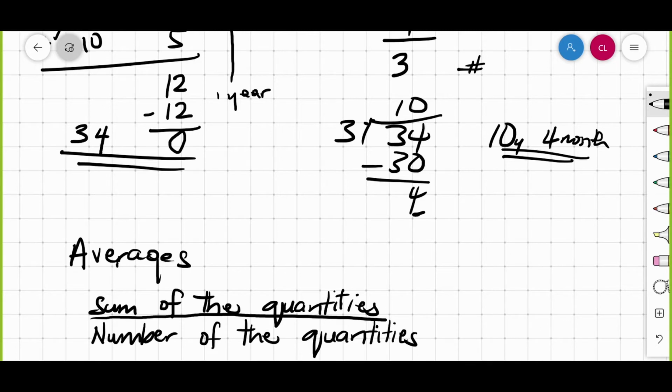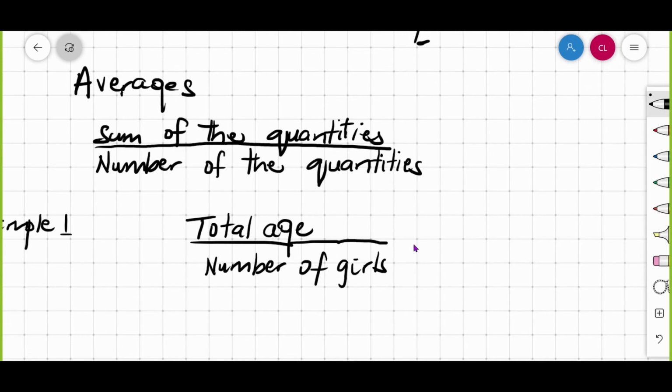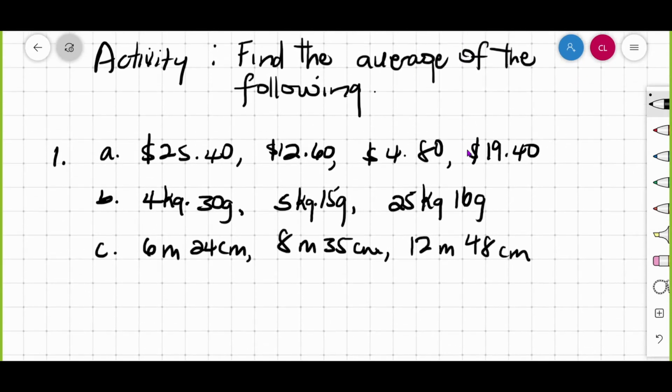Are we clear on that? Yes, sir. So again, the important thing here is to remember that we're going to look for the sum of the quantities and divide it by the number of quantities. The total age is 11 years and 3 months plus 12 years and 4 months plus 10 years and 5 months. So the average age is the total age divided by the number of girls. The total age is 34, divided by 3. So the average age should be 10 years and 4 months. Clear? Yes, sir. All right, let's go with this activity.